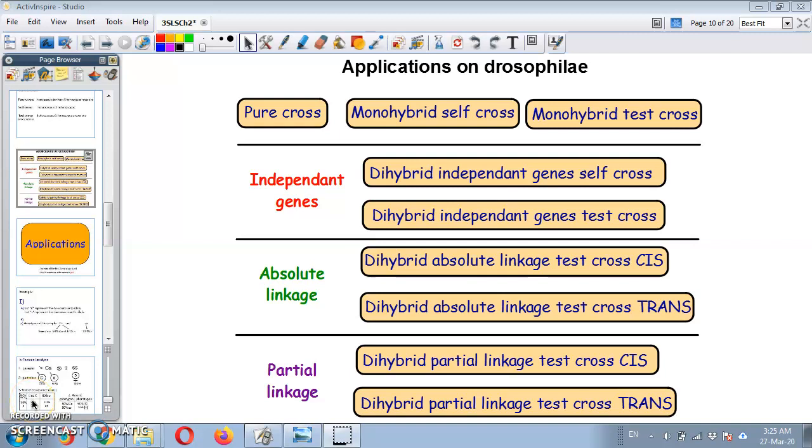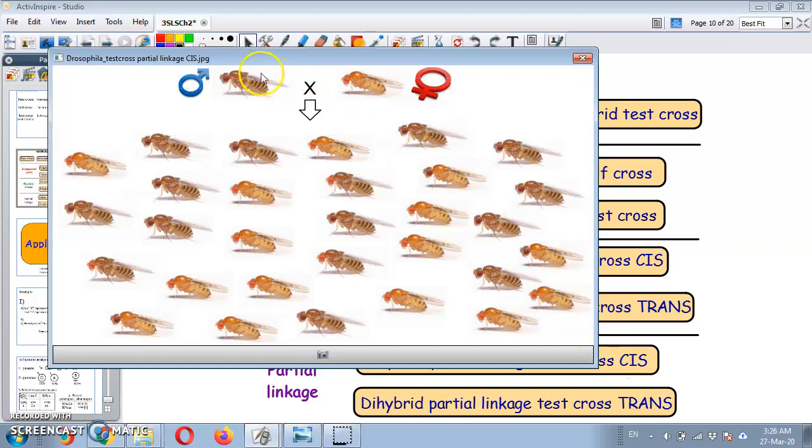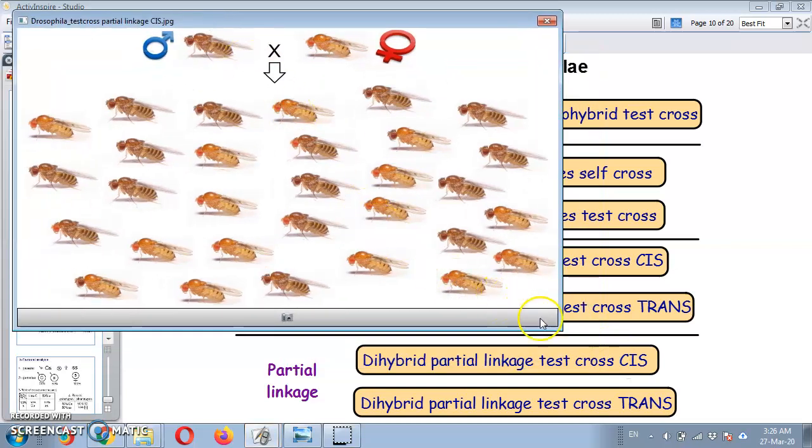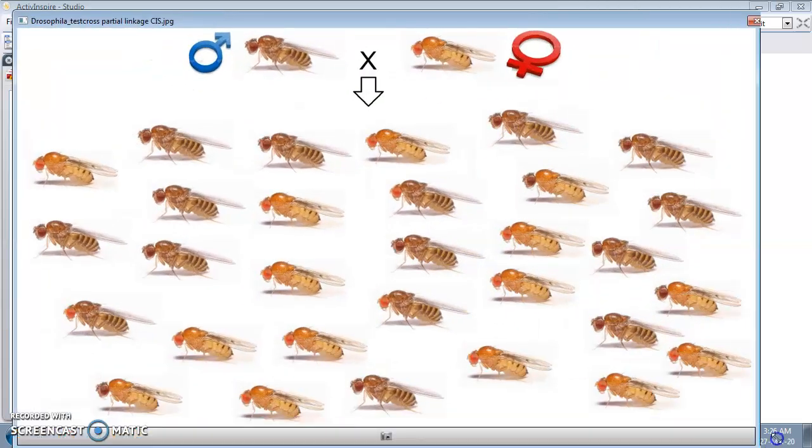Hello once again. Now we are dealing with partial linkage, which is the most probable case that will be in your tests. The case of dihybridism partial linkage test cross in cis position will give such this example.